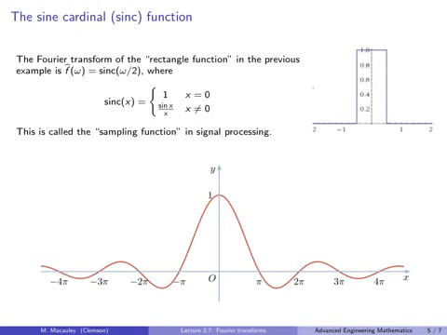We also learned about the sine cardinal or sinc function. This arose as the Fourier transform of this basic rectangle function. That's 1 on a small interval and 0 elsewhere. Actually, its Fourier transform is sinc of omega over 2, where the sinc function is defined basically to be sine of x over x. And we have to define it to be 1 at the origin because this is undefined there. Now this is called the sampling function in signal processing, and here's what it looks like below.